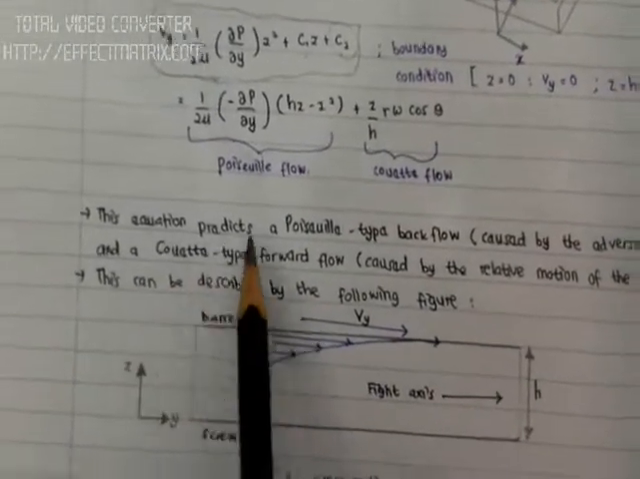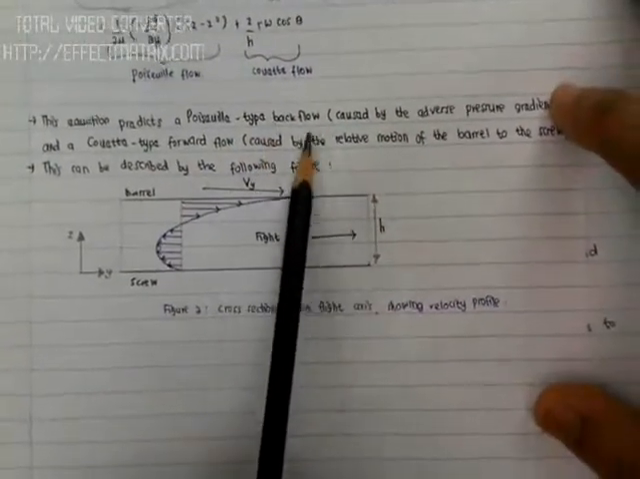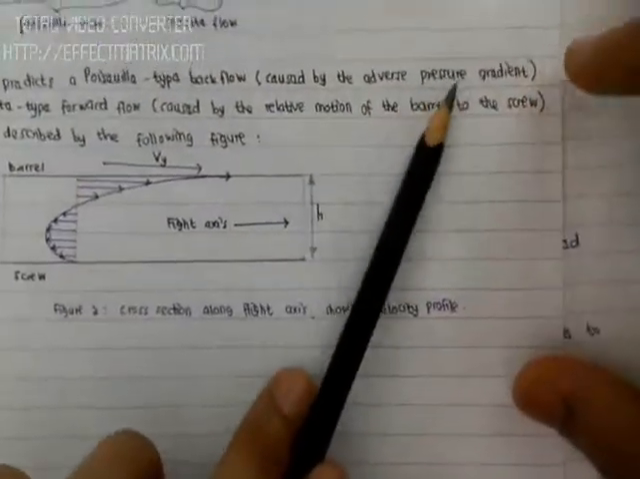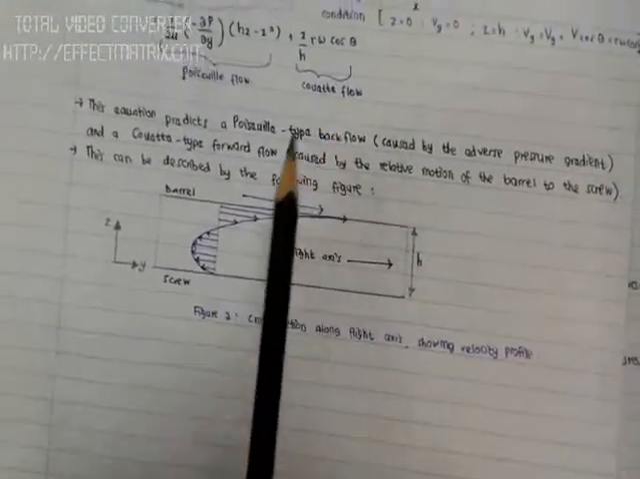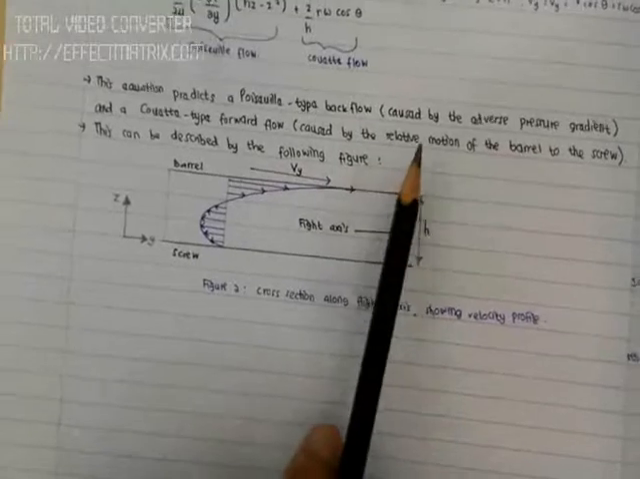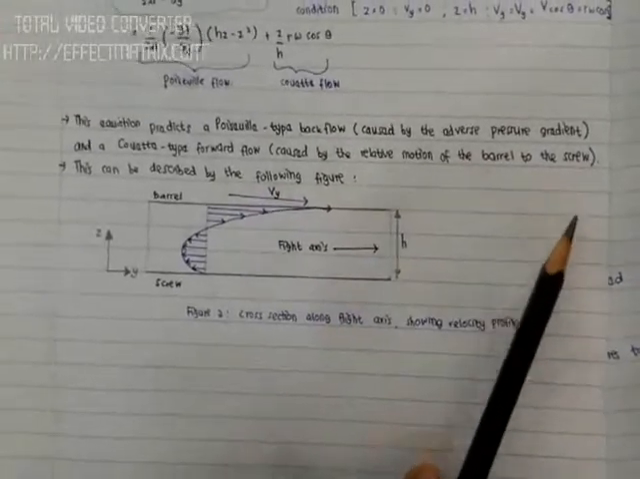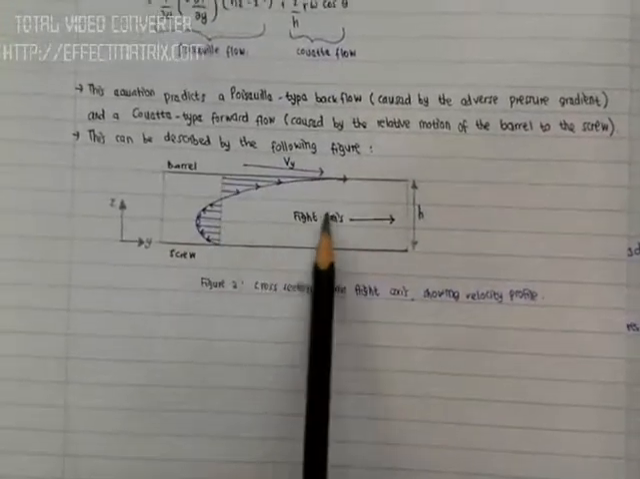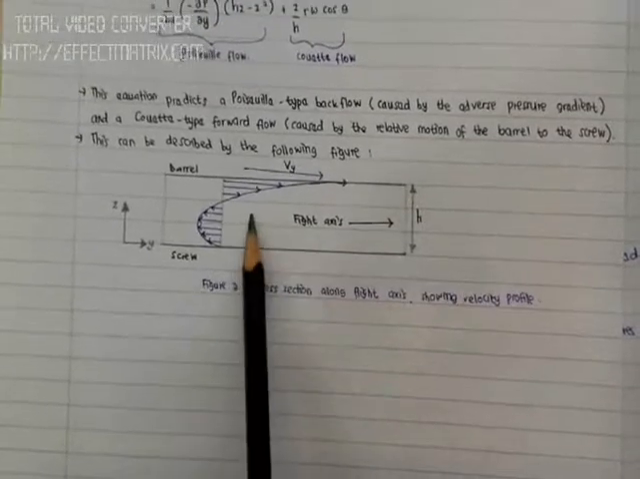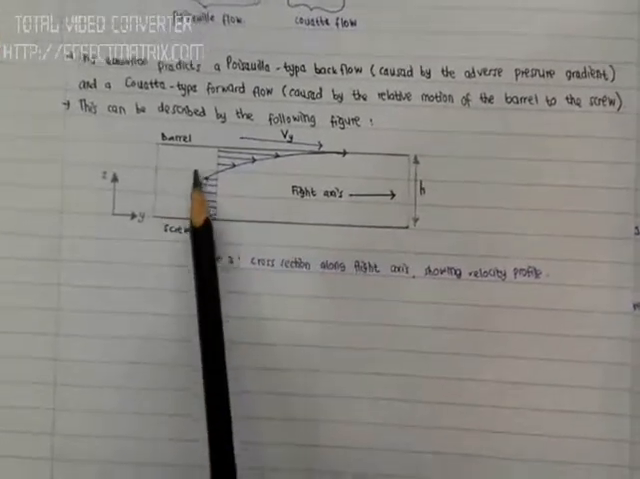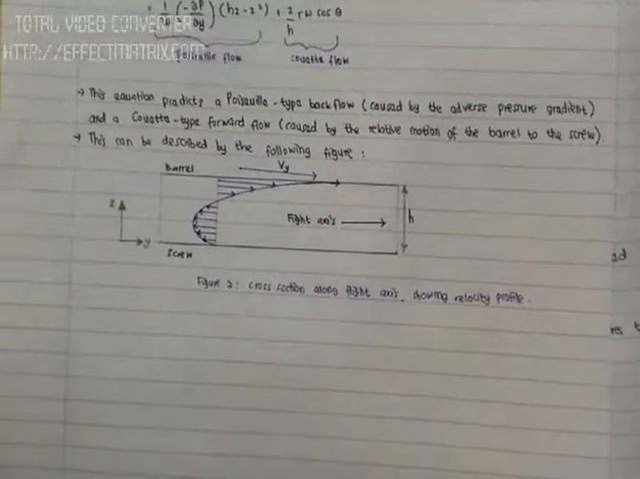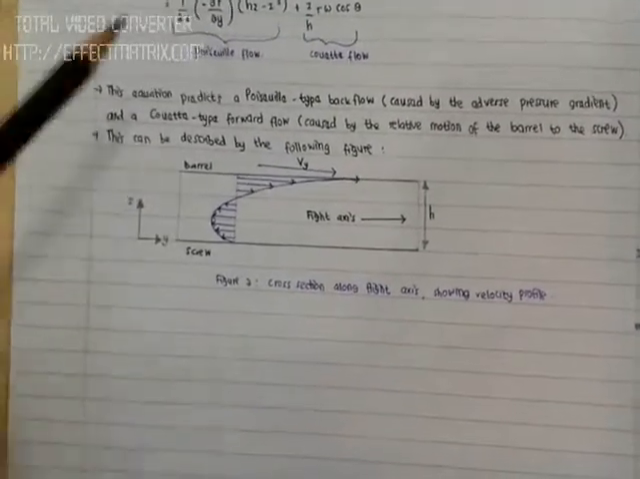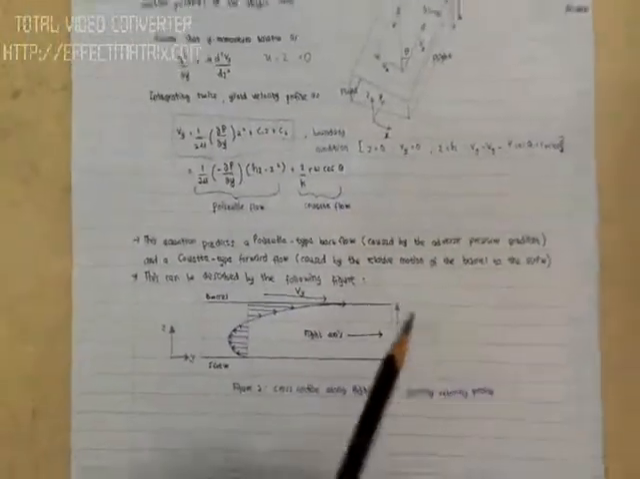This equation predicts a Poiseuille type backflow caused by the adverse pressure gradient, and the Couette flow, the forward flow, caused by the relative motion of the barrel to the screw. So we can describe the velocity profile like this. It will become like this. So we can say that we can achieve this phenomena by the application of the screw extruder.